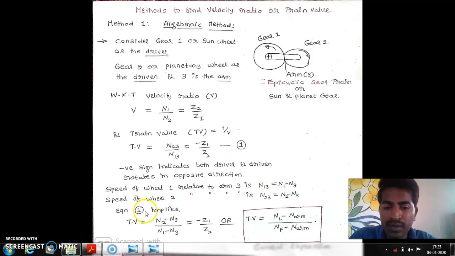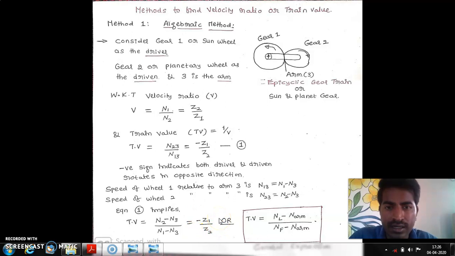Now equation 1 becomes: train value is n2 minus n3 divided by n1 minus n3, equal to minus z1 divided by z2. Its generalized expression can be written as nl minus n arm divided by nf minus n arm. Here nl is the speed of the last gear, so speed of the last gear minus speed of the arm, divided by speed of the first gear minus speed of the arm, is equal to this minus z1 by z2 quantity.